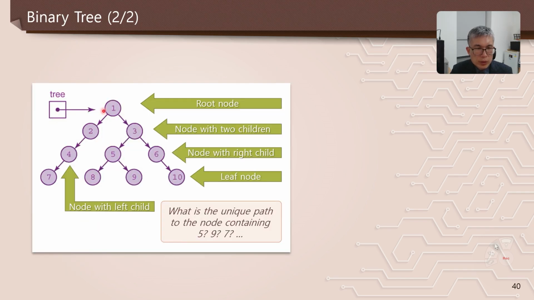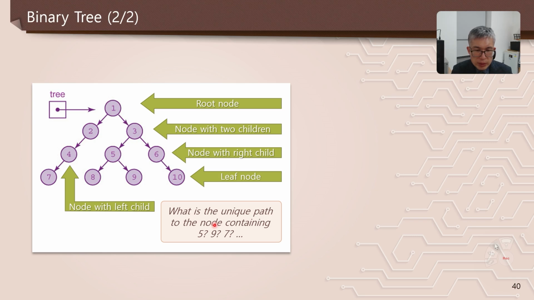So the tree, this node points to the root node. This is the children of the root node, and this is the children of this. So 5, 6 are the grandchildren of root node 1. Okay, so the terminal node is called a leaf node or leaves. So for this node 4, the left child exists. On the right-hand side, there is none.